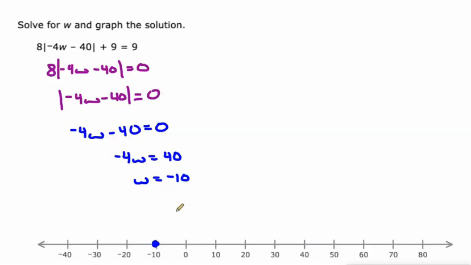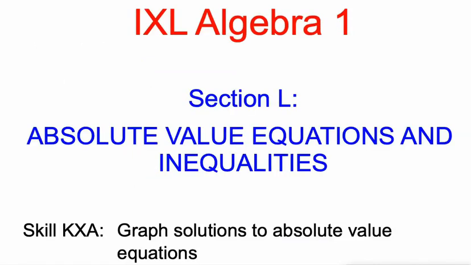Don't forget, if the absolute value quantity equals a negative number, which I didn't come across any when I was doing this, there would be no solutions. So I guess we wouldn't plot anything. All right, so that's how you graph solutions to absolute value equations. You've got to solve them, then you graph them.